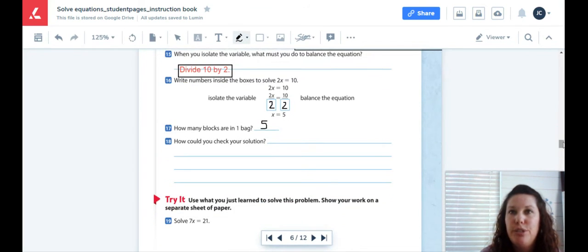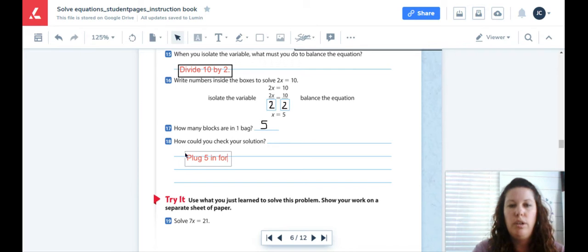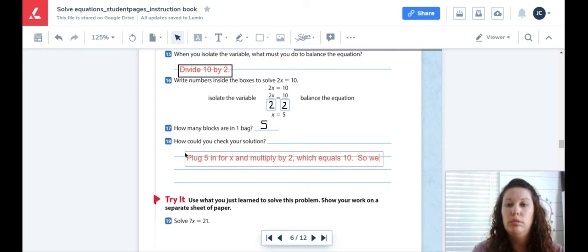So how can we check our solution? How do we check our answer to see if we're correct? We can plug 5 in for x and solve the equation, and if it equals 10, then we know we're correct. So we plug 5 in for x and multiply by 2, which equals 10. So we know we are correct.